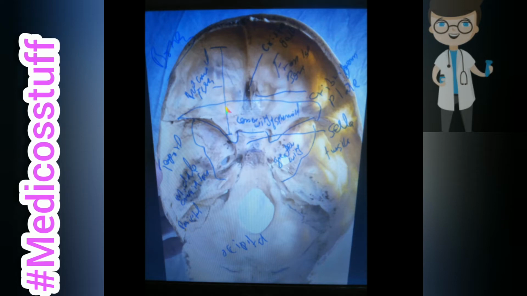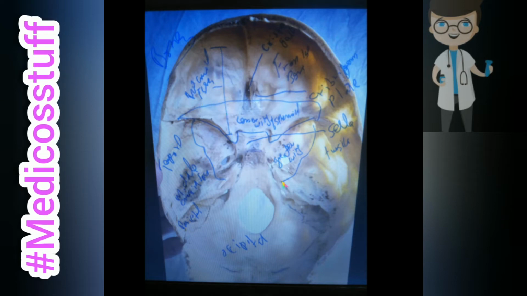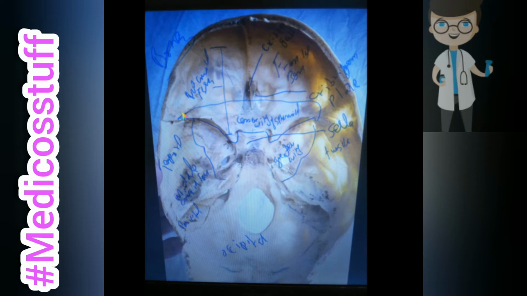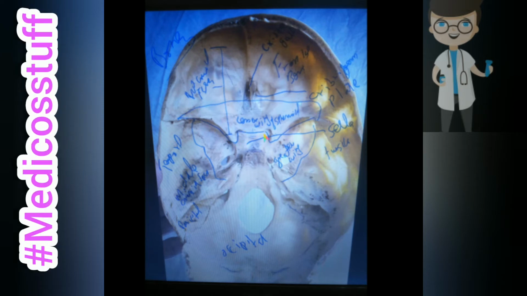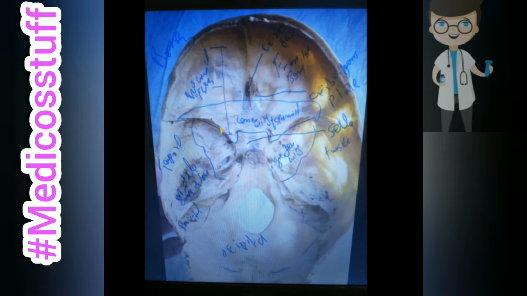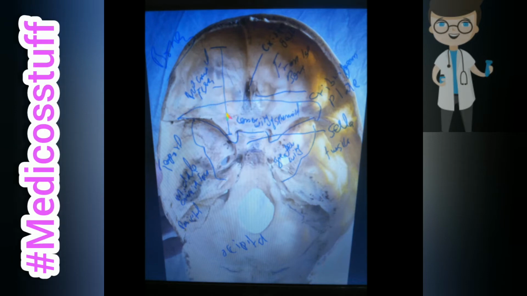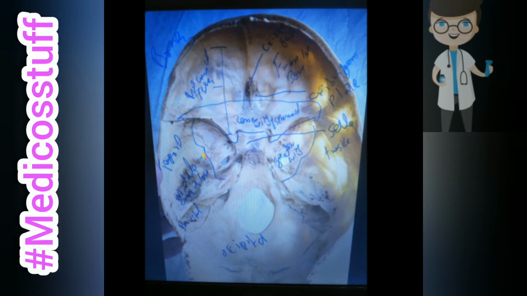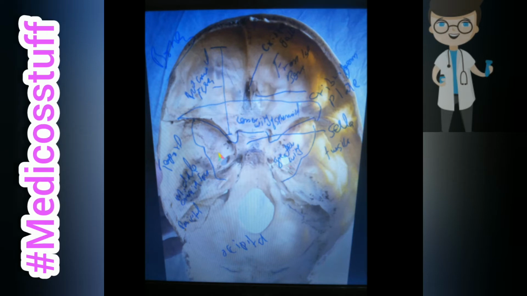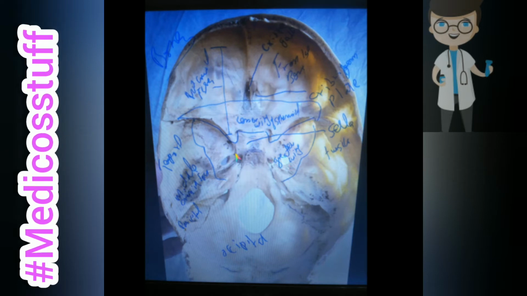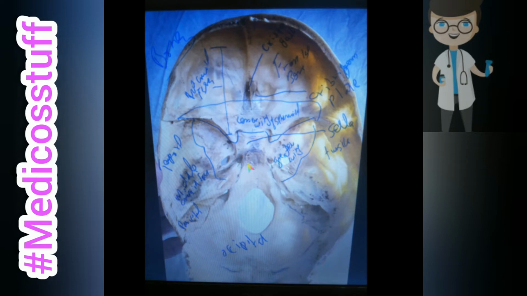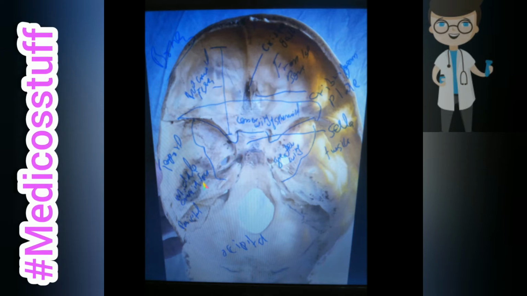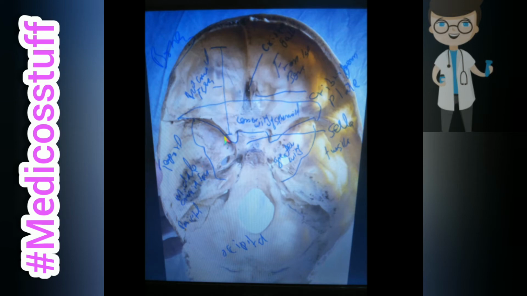Now we'll talk about the lesser wing of sphenoid. This all is sphenoid bone, but this bat shape where you see my cursor, this boundary, is known as the lesser wing of sphenoid bone. Then this butterfly shape, the last part of the sphenoid bone, is known as the greater wing of the sphenoid bone.